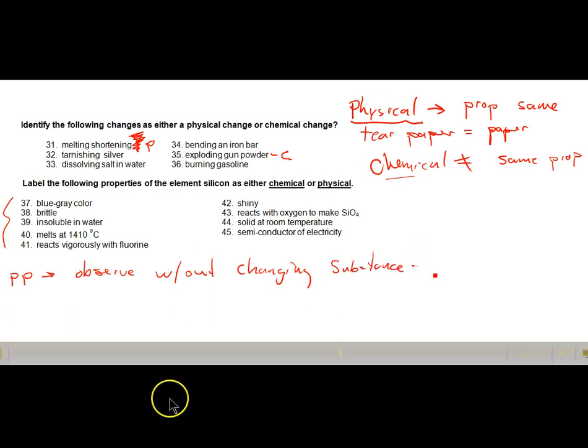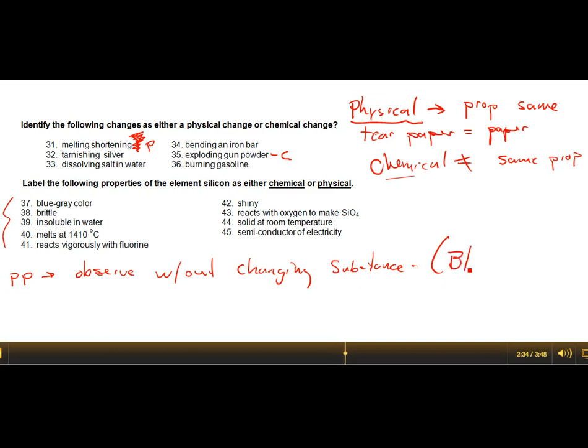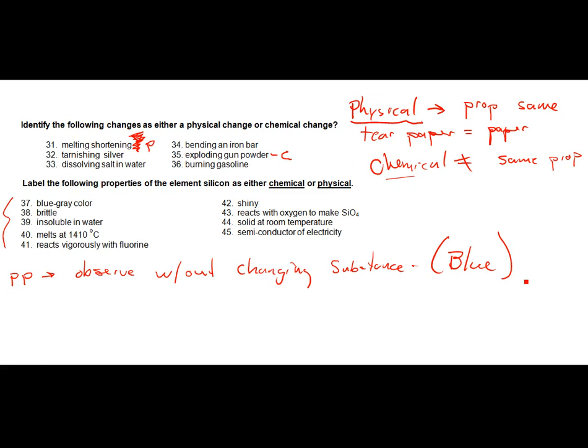All right, so if I look at something and I say it's blue, did that all of a sudden change it to brown just by looking at it? The answer is no. So color, like here in 37, that is a physical property because to observe it, I don't have to change it. Chemical property, I do have to change it. So up here, the gunpowder, to determine its chemical properties, I had to light it on fire. I no longer have it.